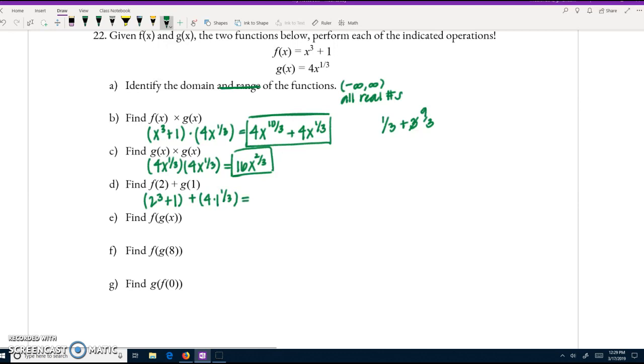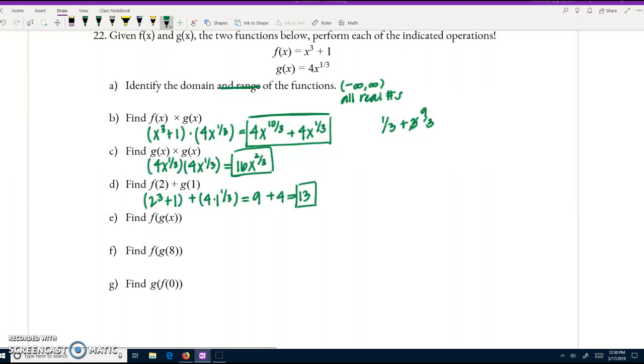2 cubed is going to be 8, plus 1 will be 9. And then with this operation, I have 1 to the 1/3, which is just going to end up giving me 1 as well. So I'll have 1 times 4, which will give me 4. So 9 plus 4, my final answer here is going to be 13.